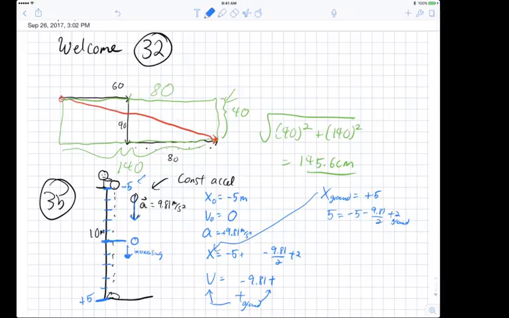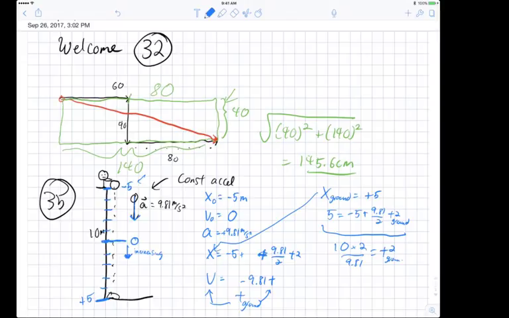Okay, so I just need to solve this equation. How am I going to do it? First rearrange. 10. Then isolate. 2 over 9.81. Wait, this is supposed to be plus. Plus. All that talk about how going down is the positive direction. Okay, so that's going to be giving me t squared.